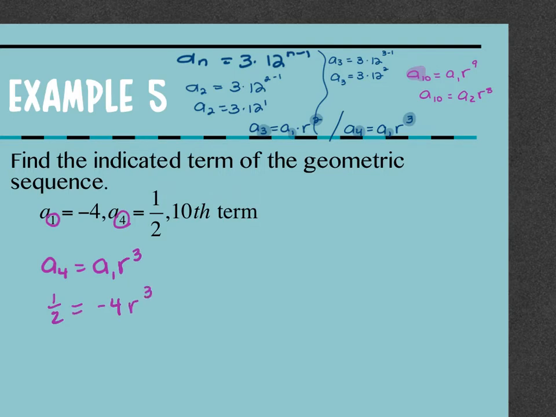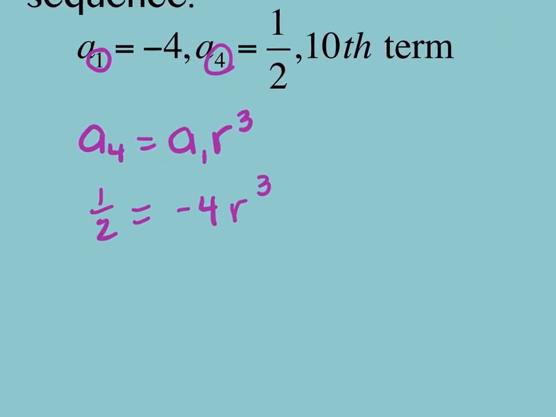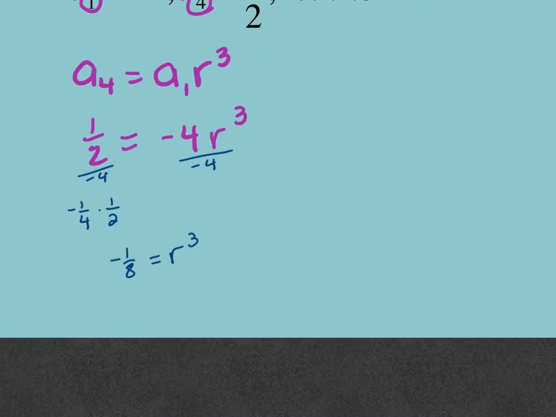And I don't know r. So I'm going to divide both sides by negative 4, which is the same thing as multiplying by negative 1/4. And I get negative 1/8 equals r to the third. How do I solve for r? Cube root it. So r would equal the cube root of negative 1 over the cube root of 8, which is negative 1/2.